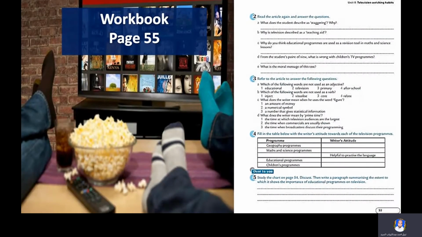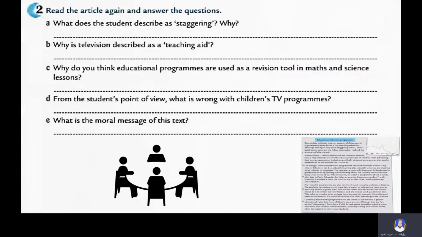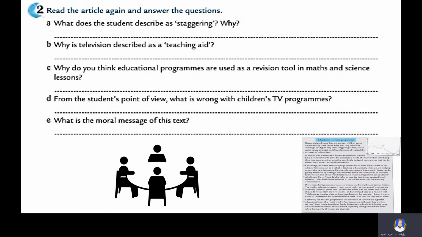Now, workbook page number 55. You are going to read the article again and answer the questions. Question A. What does the student describe as staggering and why? B. Why is television described as a teaching aid?